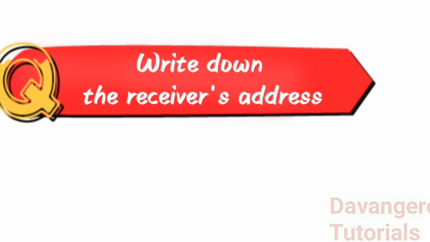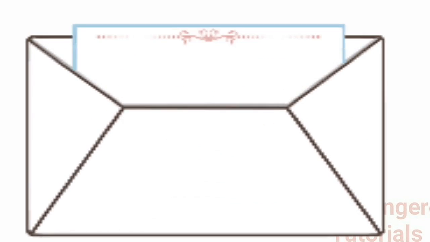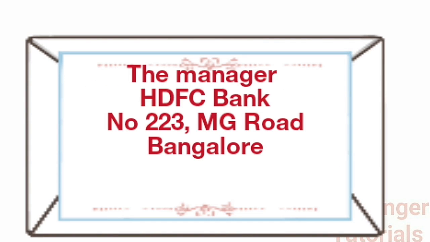Step 1. We are going to learn in easy steps. First, write down the receiver's address. It is the address of the person to whom you are writing the letter. Like the Manager, HDFC Bank, Number 223, MG Road, Bangalore. I have just taken it as an example.